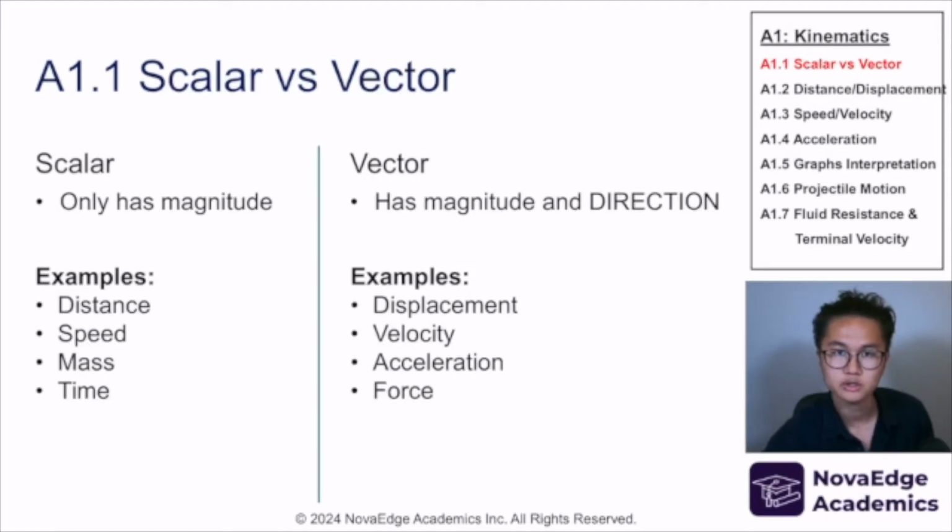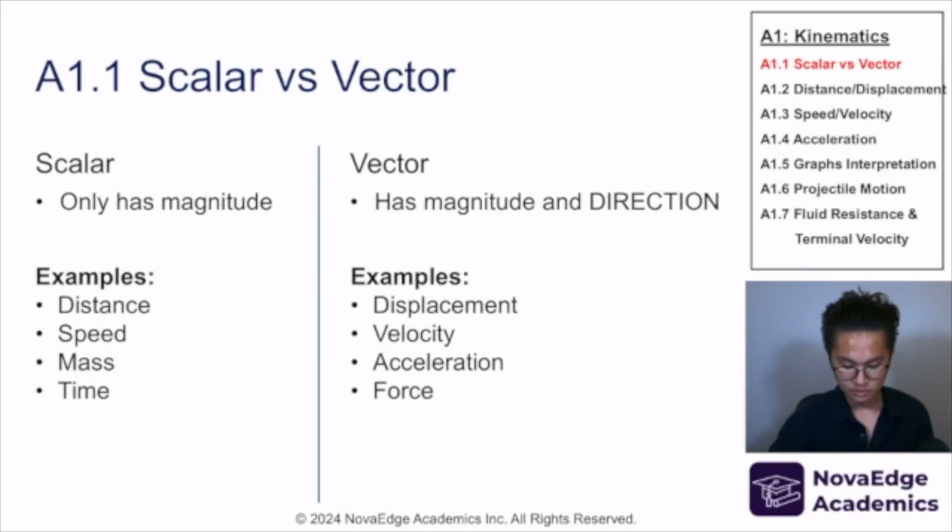We're going to talk more about it in the next slide in detail, but some other scalar quantities are speed, mass, and time. You can notice that these do not have a sense of direction. Whereas for vector quantities, we have displacement, velocity, acceleration, force, and later chapters are going to cover things like momentum.